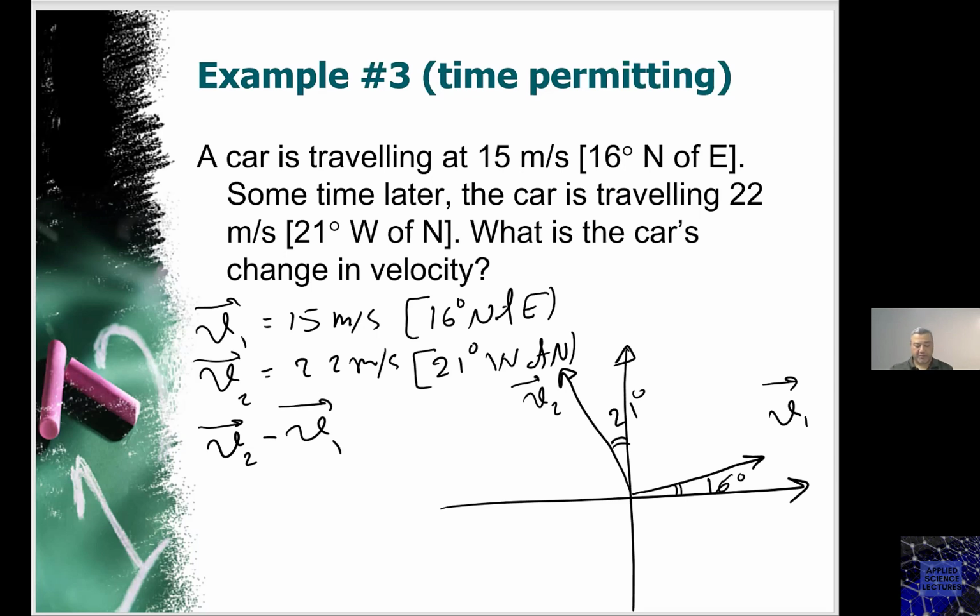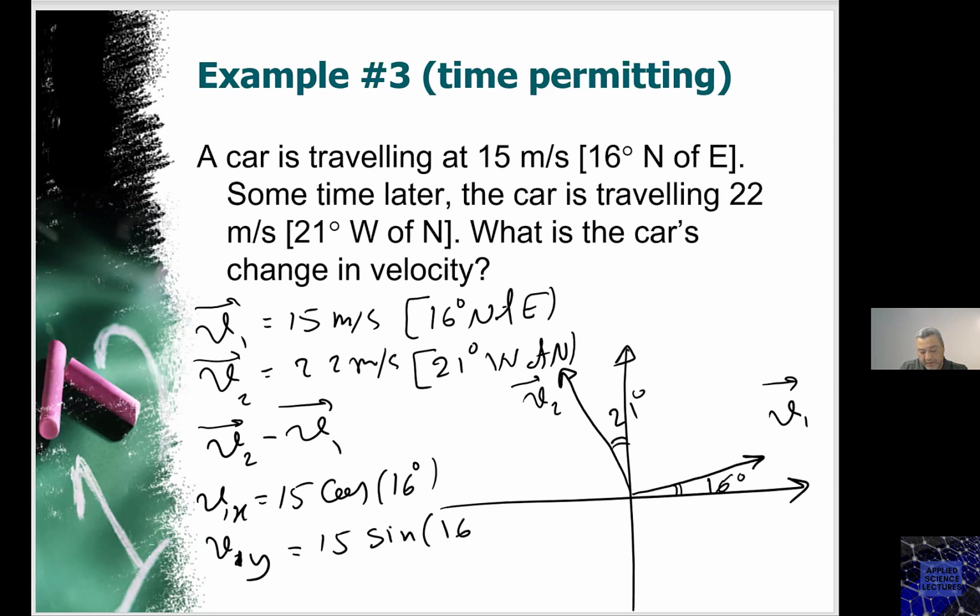So in this case, what do I do? I find V1x. Can somebody tell me what's V1x? The cosine of 16 times 15. What is V1y, sorry? Same thing, but sine. Excellent. What is V2x?